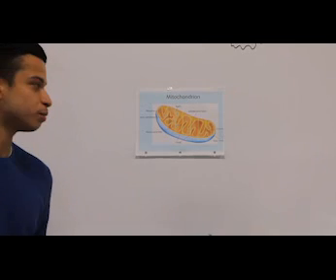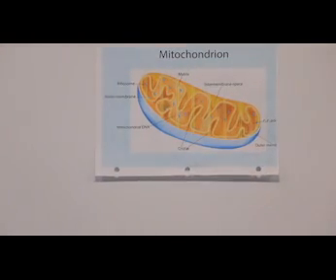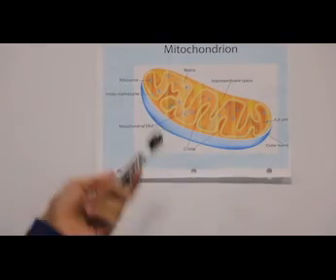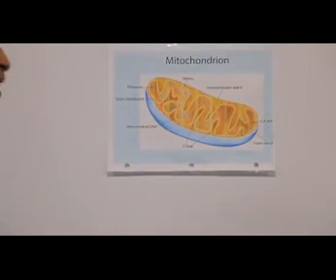Here is Lewis presenting the main parts of mitochondria and respiration. Parts of the mitochondria include the outer membrane, the inner membrane, the matrix, and the cristae.